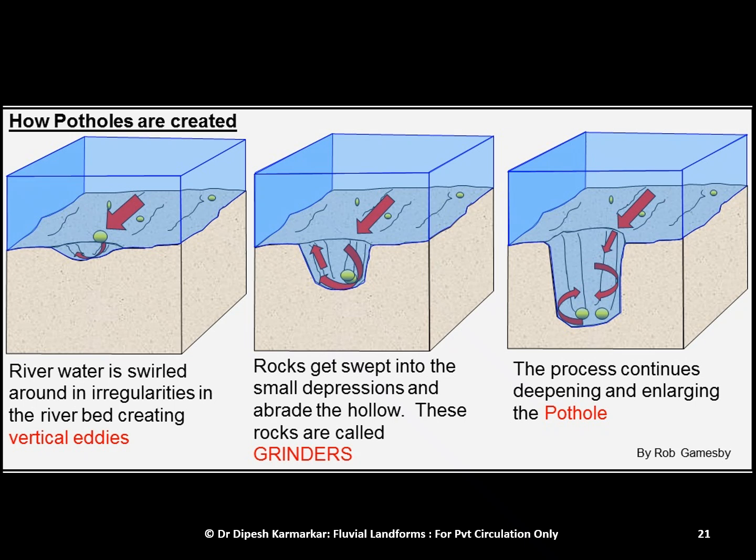Notice how river water is swirled around in irregularities in the riverbed, creating vertical eddies. Then rocks get swept into the small depressions and abrade the hollow. These rocks are called grinders because they actually grind the surface. The process then continues, deepening and enlarging the potholes.